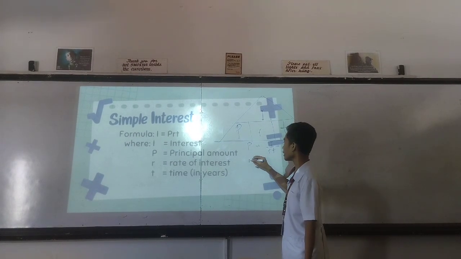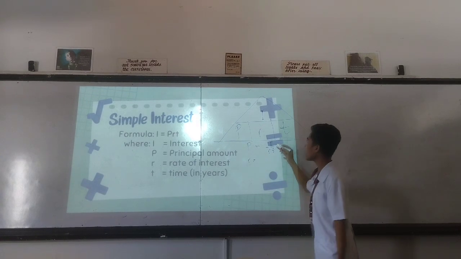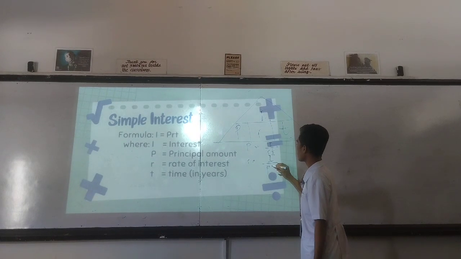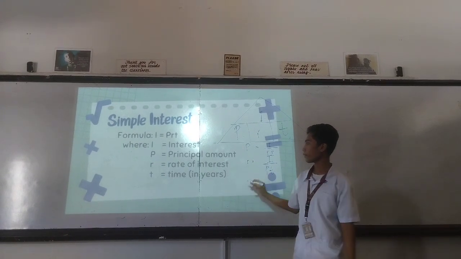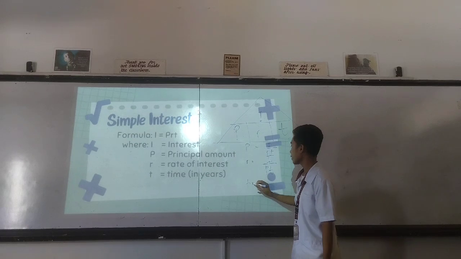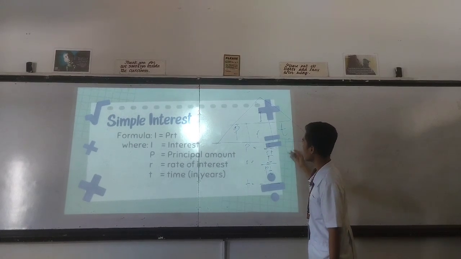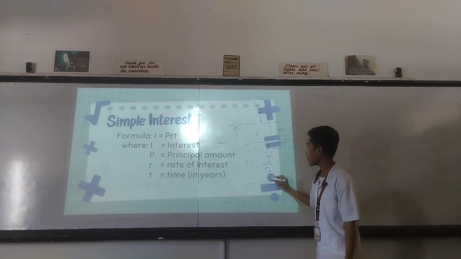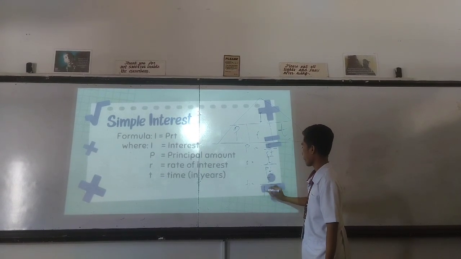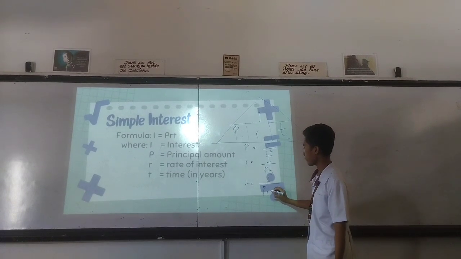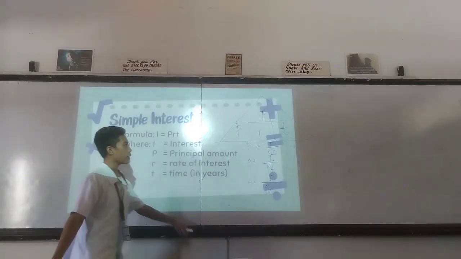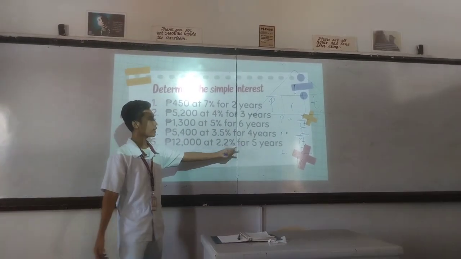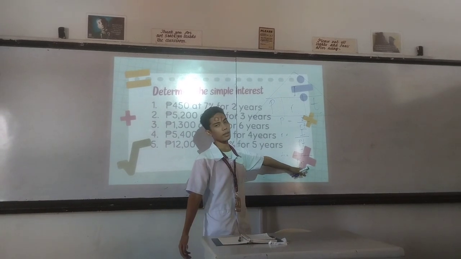Then if rate of interest is what is needed, the formula would be I over principal amount multiplied by time. Then lastly, if time is needed, then the formula would be I over principal amount multiplied by rate of interest. So next, these are the sample problems that we will use to practice this formula in finding interest.